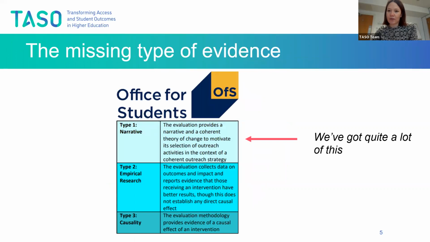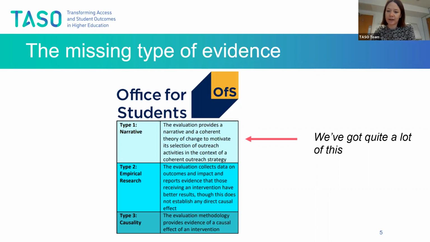I also often use this slide to help situate where we are in terms of the evidence landscape. So it's worth noting that TASO aligns to the OFS, the Office for Students Standards of Evidence, which you can see here on screen in this little diagram. And for those of you who also align to the OFS or have an access and participation plan, I think it's worth noting where we are. So we've got good type 1 evidence.